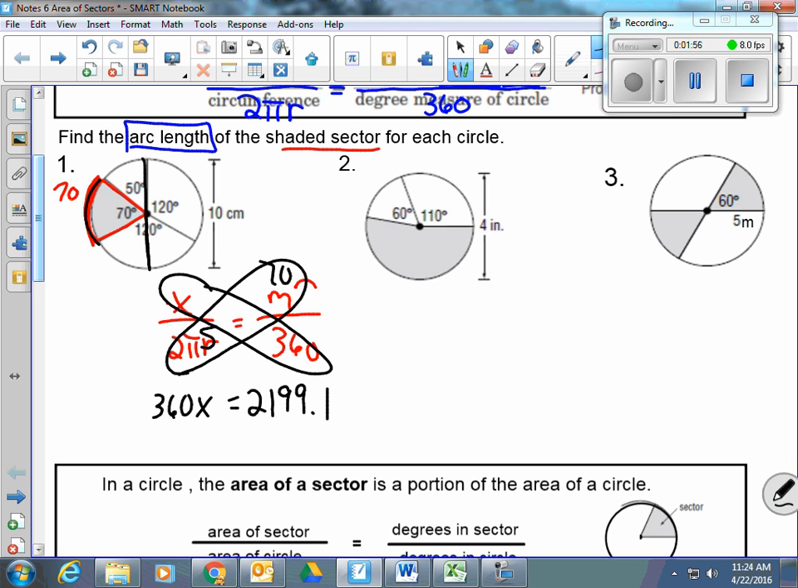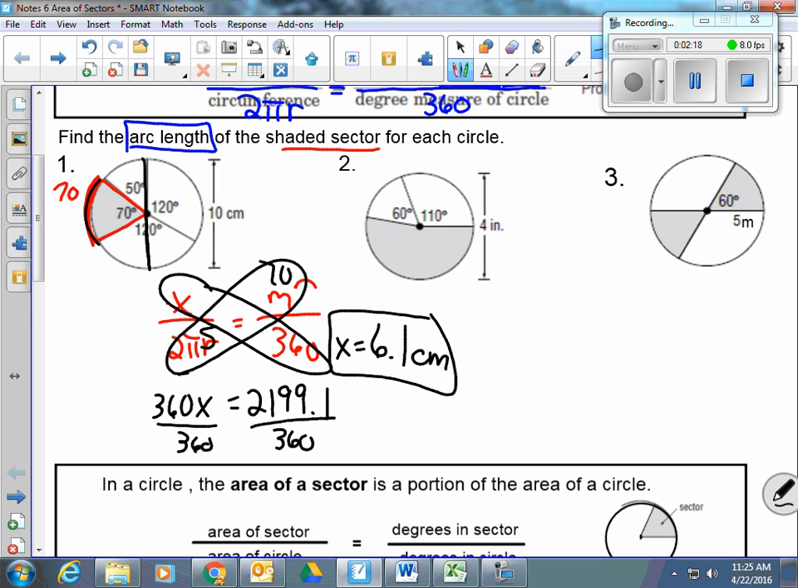Now what would I do next? Very good. We're going to divide by 360. Excellent. All right. So if I divide that, what would I get? 6.1 what? Centimeters, right? 6.1 centimeters. Very good. That means that the crust of my pizza is 6.1 centimeters long. Okay? I would like for you to try number 2 and number 3 on your own. I'm going to give you just a minute to get that done.